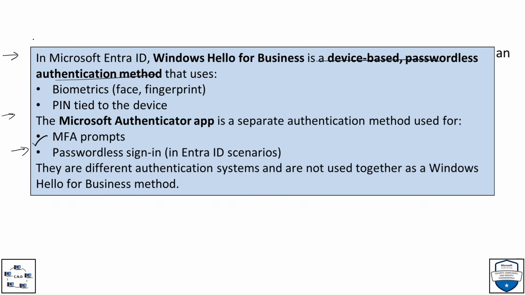So we will explain why. In Microsoft Entra ID, Windows Hello for Business is a device-based passwordless authentication method that uses biometrics such as facial recognition or fingerprint and a PIN that is tied to the device. The Microsoft Authenticator app is a separate authentication method which is used for MFA prompts and passwordless sign-ins in Entra ID scenarios. So they are different authentication systems and are not used together as a Windows Hello for Business method.